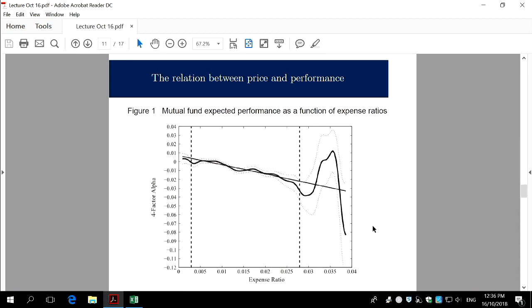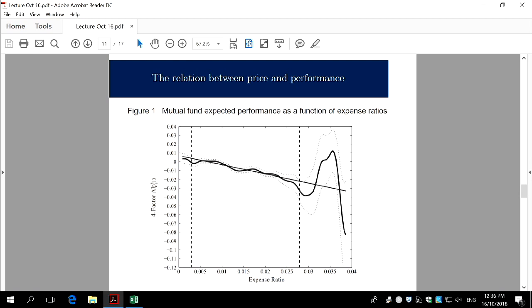This is straightforward, just a single graph to show the negative relation. The horizontal axis is the fee they charge, the expense ratio. Remember what the expense ratio is? That's the total expenses over the value of your portfolio, right? It could include management fee, marketing fee, and all other related expenses charged by the fund to investors. So a higher expense ratio means a higher fee. And the vertical axis is alpha.